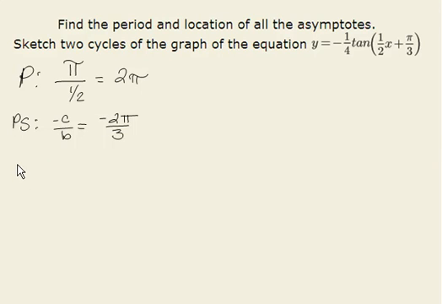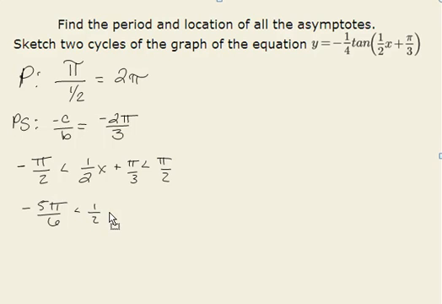To find that one-cycle interval and the location of the vertical asymptotes, we are going to solve the inequality negative pi over 2 to pi over 2 for the values of 1/2 x plus pi over 3. Subtracting pi over 3 from both sides, negative pi over 2, which is equivalent to negative 3 pi over 6, minus 2 pi over 6 gives us negative 5 pi over 6. Subtracting pi over 3 from pi over 2, or 3 pi over 6 minus 2 pi over 6, gives us pi over 6. We are now ready to multiply both sides by 2, giving us that interval of negative 5 pi over 3 to pi over 3. We will see that this is indeed 2 pi units.